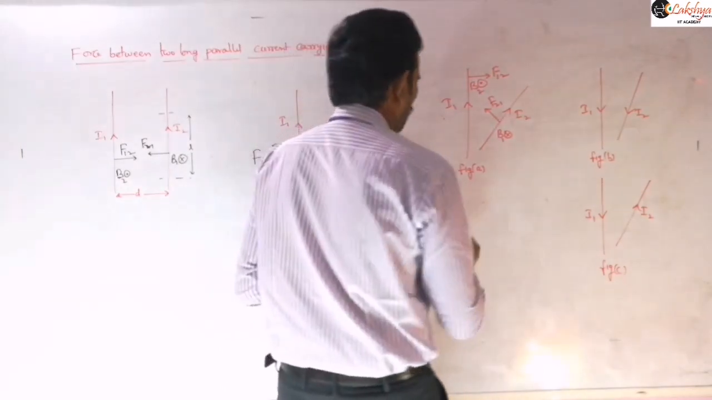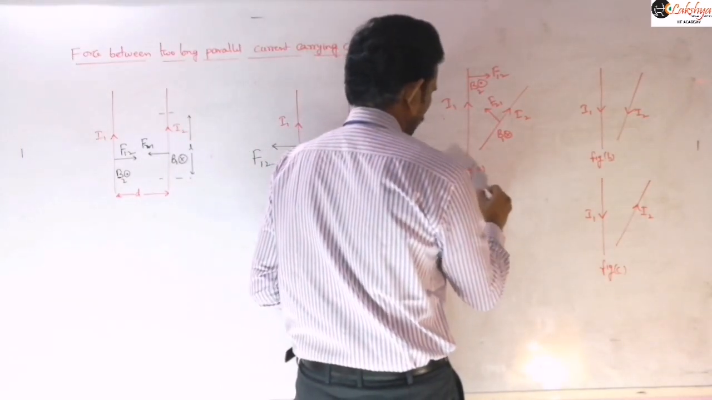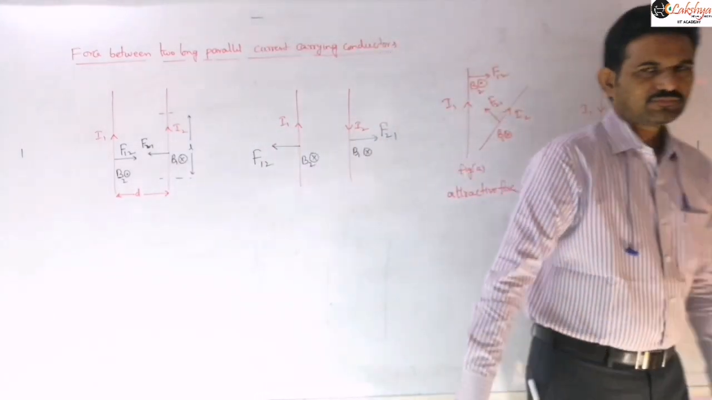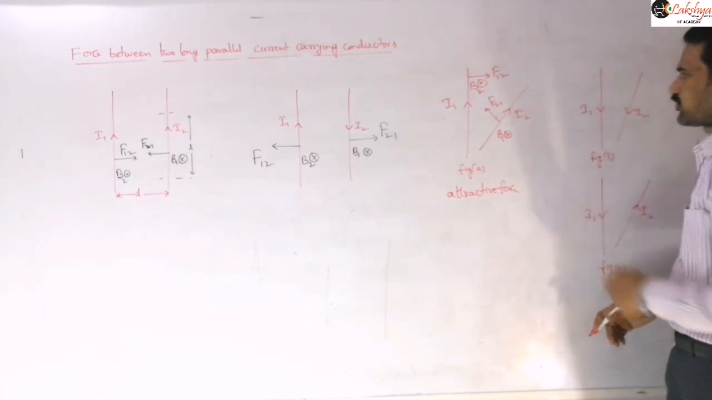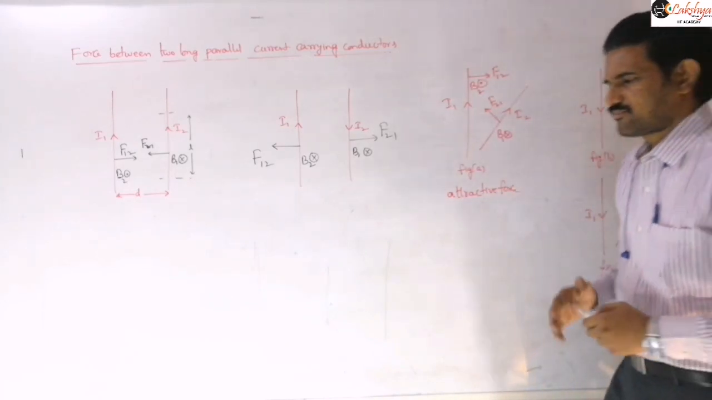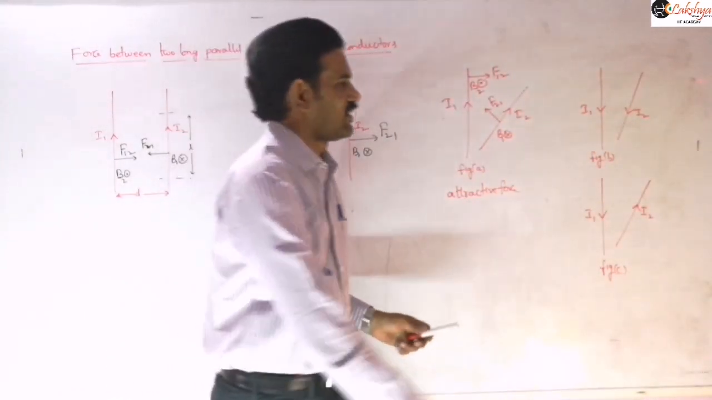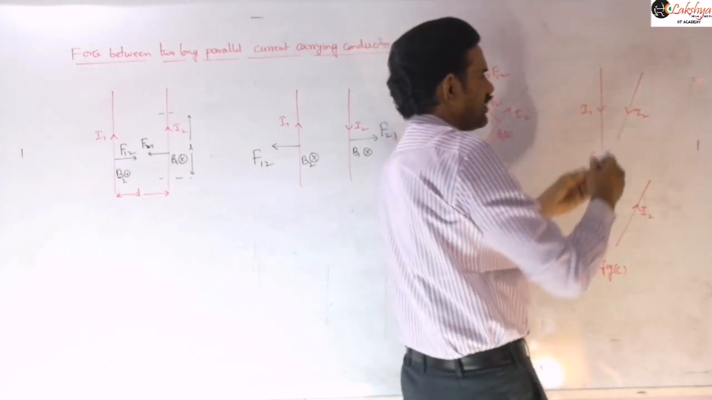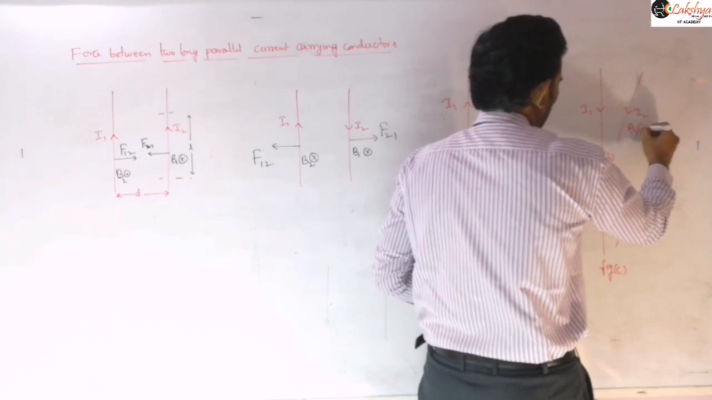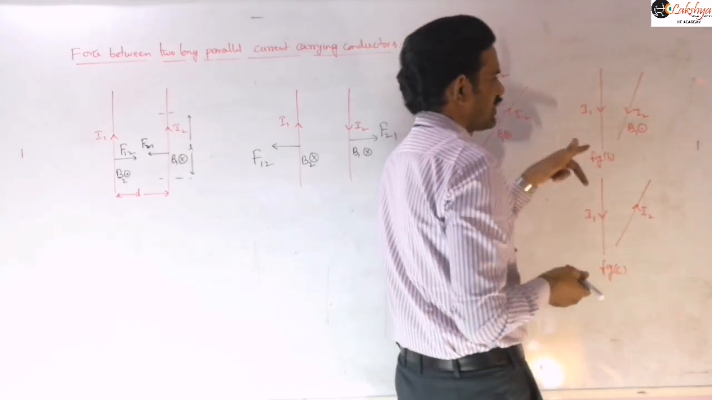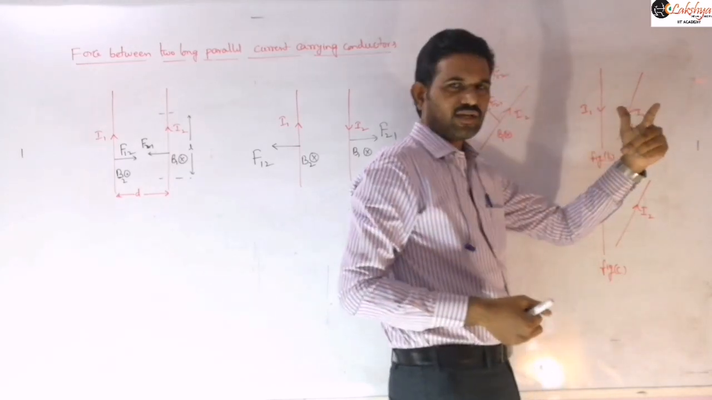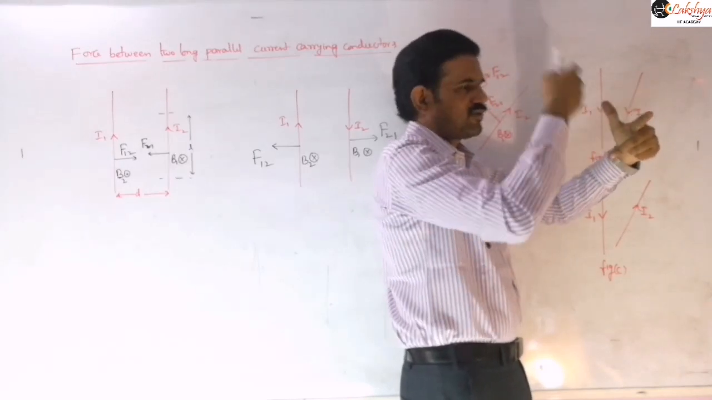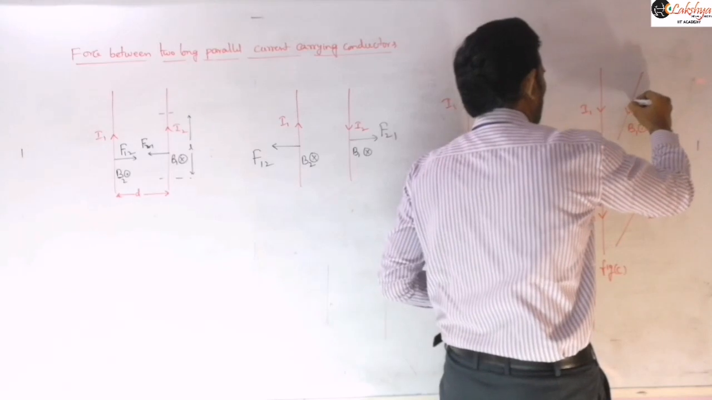So here you can write that the force is attractive. Now let us think about this case, where the currents are in the downward direction. Same approach: we need to take the field directions and decide the direction of the forces. The current here is in the downward direction, so the magnetic field there is out of the plane. So B1 is out of the plane. Now the field is out of the plane and the current is flowing downwards, so the force will be along this direction.